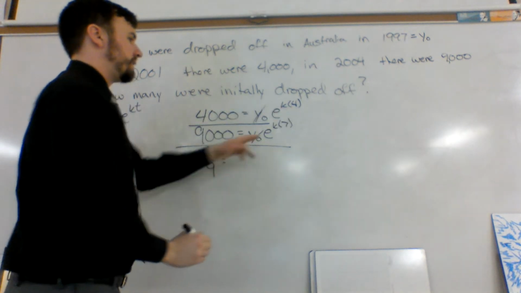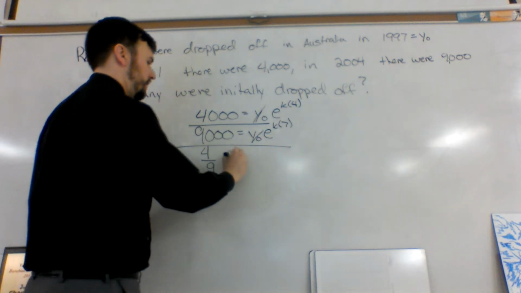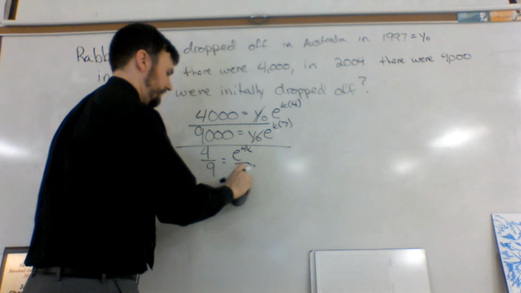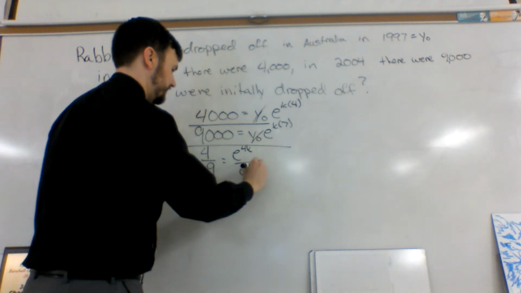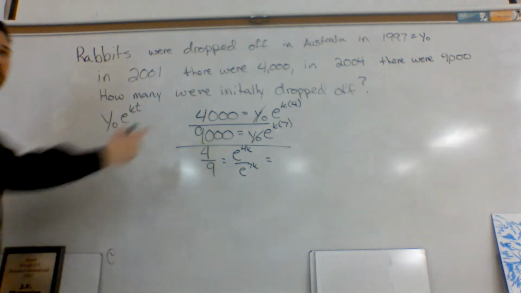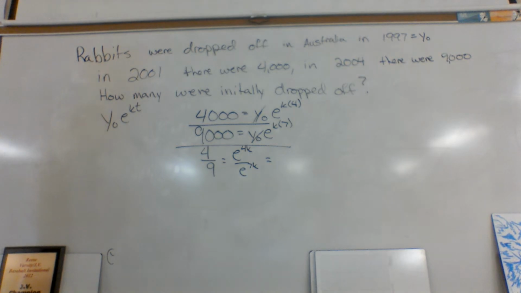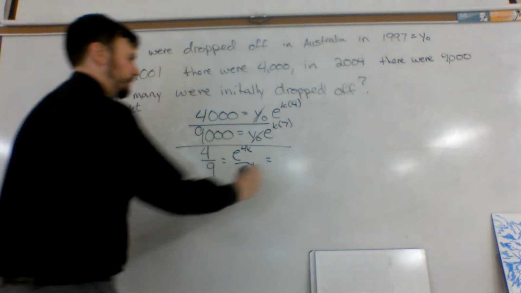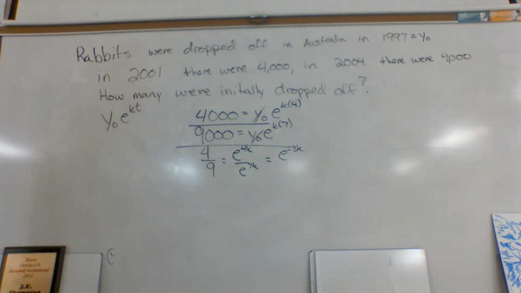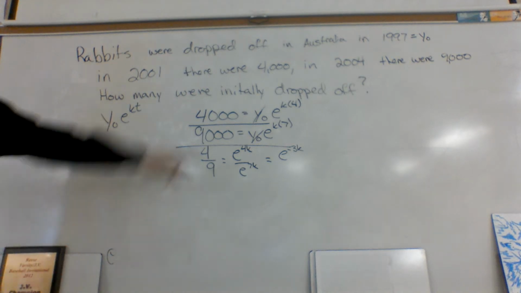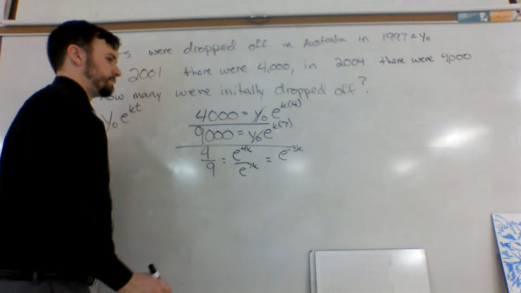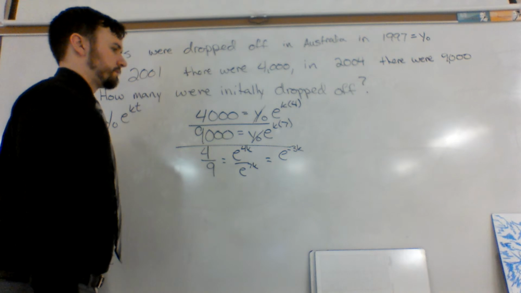What's e to the 4k divided by e to the 7k? Can't you just subtract them? Yes, I'm going to write it out once though. What's another way I could write that if they're dividing? Yeah, you can just subtract your exponents. So I could rewrite this as e to the negative 3k. Every year after 1997 we start with the countdown from zero. And then we have to bring it down because it's negative.